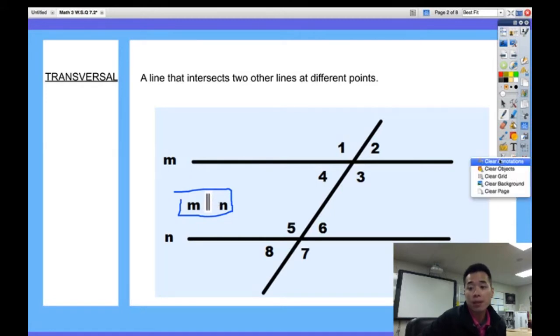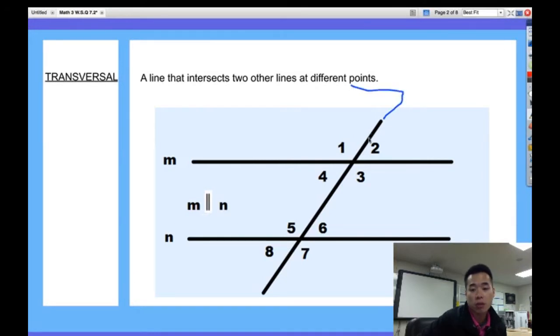Here's your transversal right here. This will be your transversal, the line that cuts right through the parallel lines. Imagine it like a bridge. When you have a transversal that cuts through parallel lines, 8 different angles are created. You can see on the screen that I numbered them: angle 1, 2, 3, 4, 5, 6, 7, 8. This time I went clockwise. It doesn't really matter how you name them, as long as you understand the relationship.